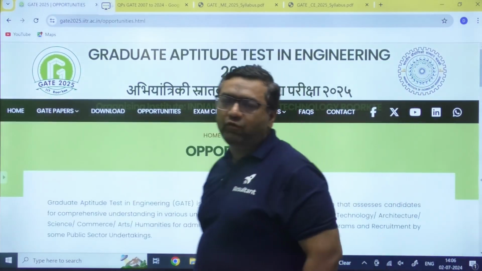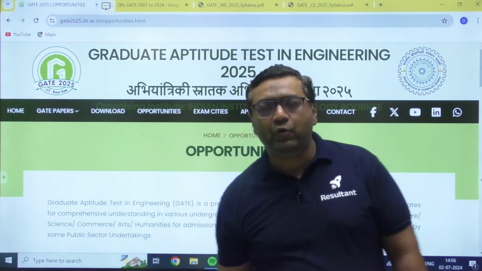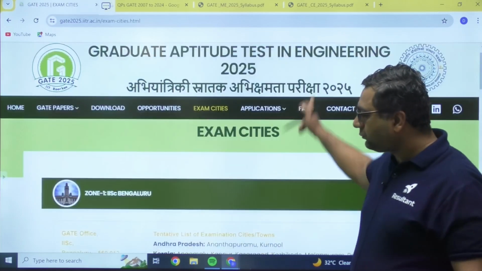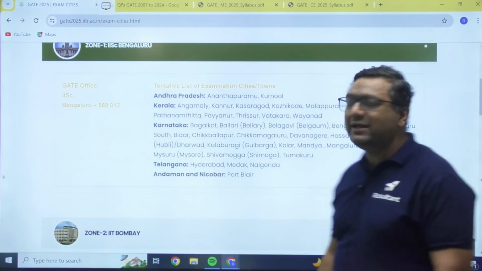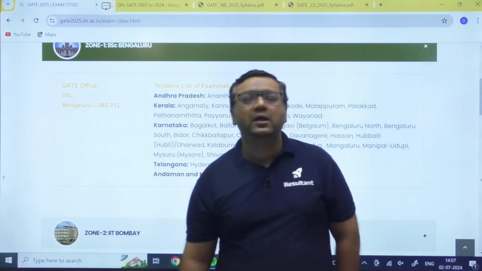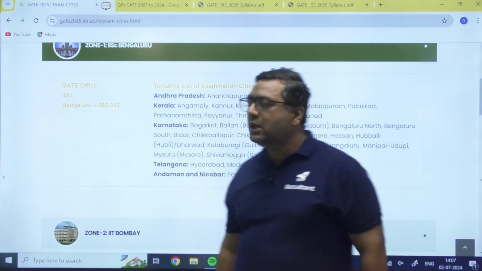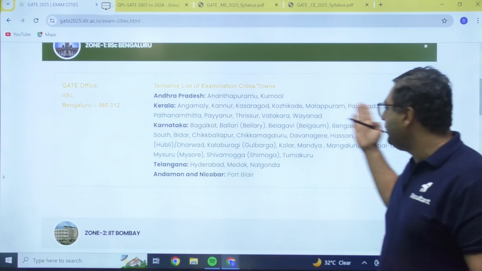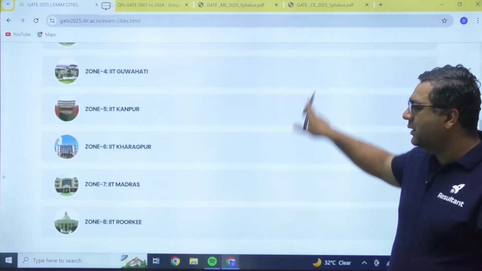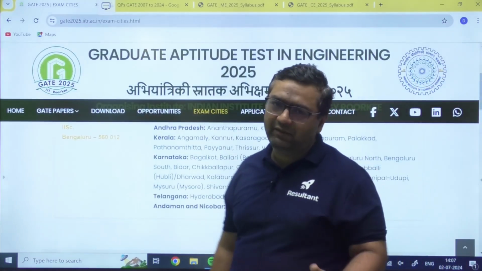And for mechanical, electronics, and computer science students, a job is also one of the opportunities from the GATE score. Then my dear, exam cities. There are various zones, and zone wise you can see. Whenever you apply, your application will go to a particular zone. Maybe IIT Roorkee is going to conduct, but there are zones. Like these are the cities which come under the IISc zone. Similarly, you have IIT Bombay, IIT Delhi.